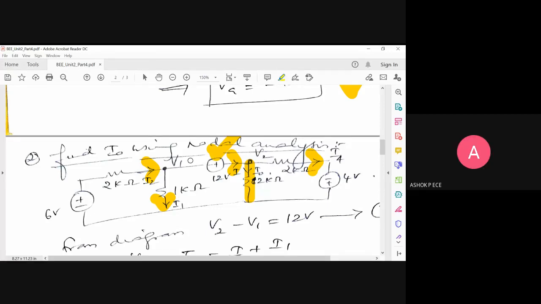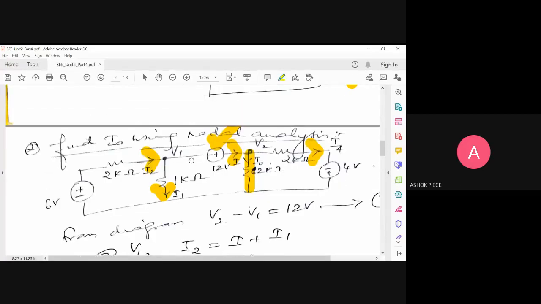Yes, you can go ahead. Sir, at V1, the KCL equation: I2 equals I plus I1. Okay, good. And what is I2? 6 minus V1 by 2000, sir. 2000, very good. What about I1? I1 is V1 by 1000, sir.